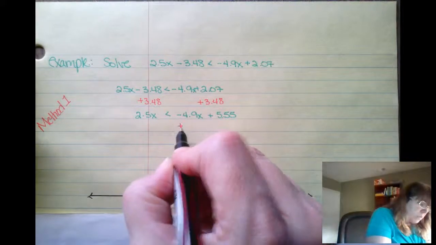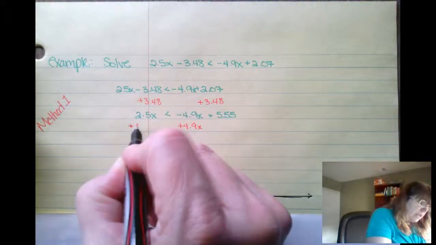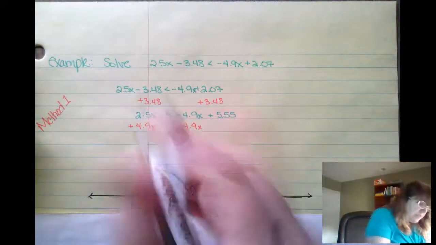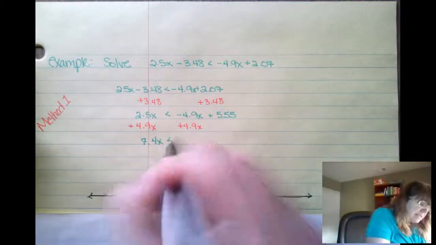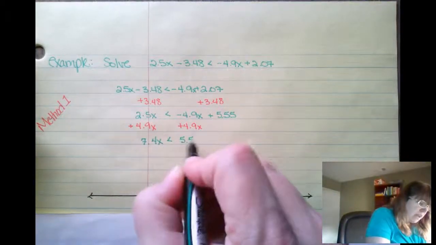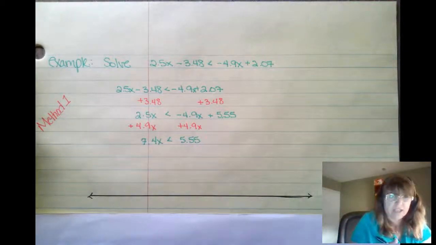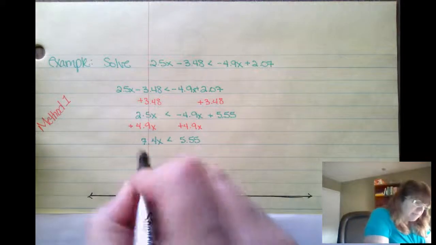So I'm going to add 4.9x, add 4.9x, giving me 7.4x is less than 5.55. Now, if I was going to change the sign, this is the time that I would do it, but I'm dividing by a positive number, so the sign remains the same.